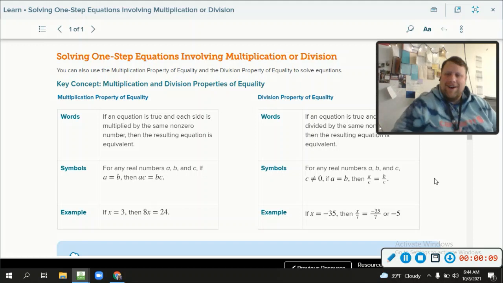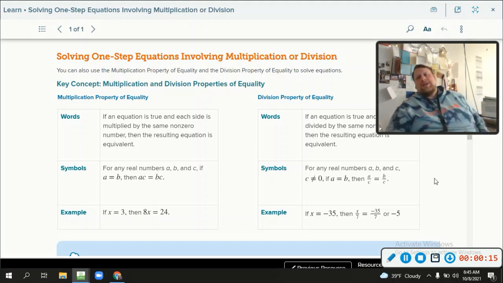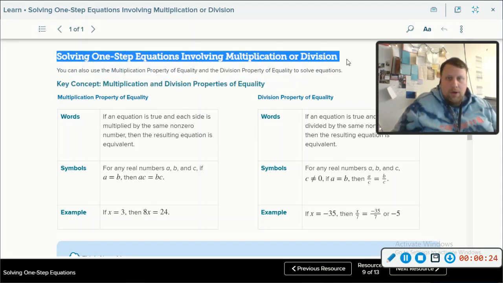Good morning. All right. So, we are going to continue day 2 of solving one-step equations. And today we're going to start off with solving one-step equations involving multiplication or division. You ready? Right here. Boom.